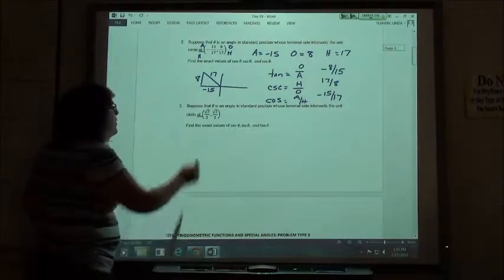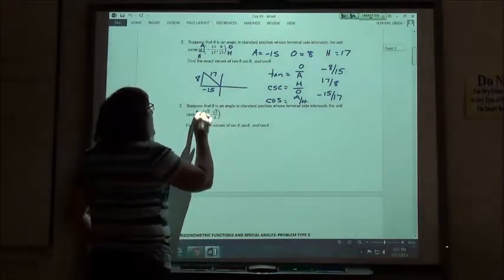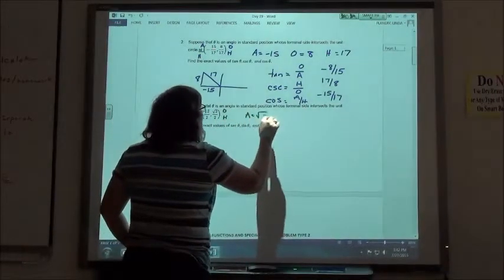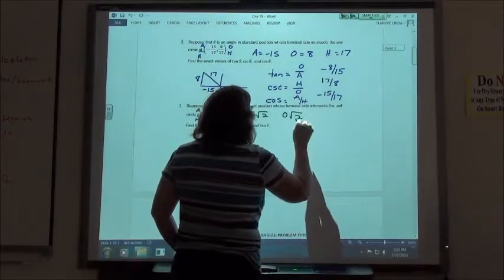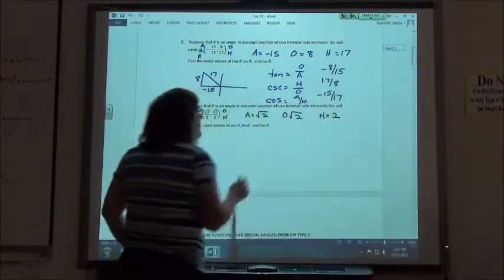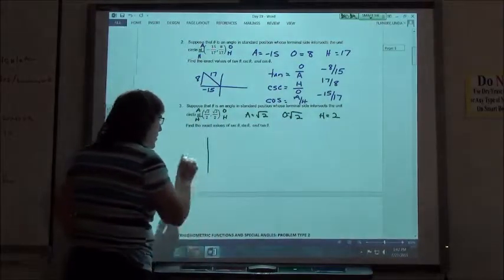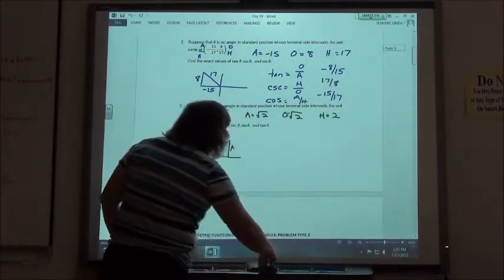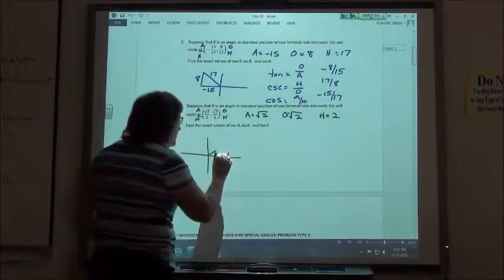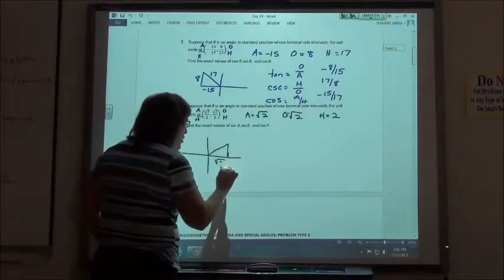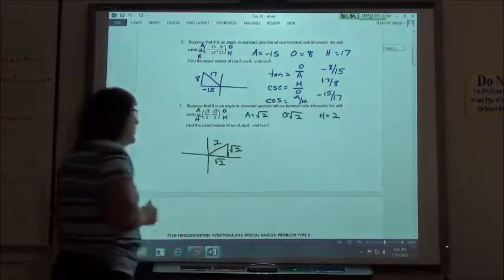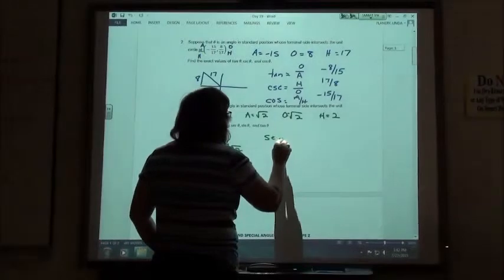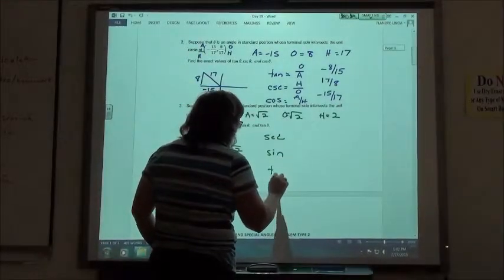And the third one here, we would have my adjacent over my hypotenuse and my opposite over my hypotenuse. So my adjacent is square root of 2, my opposite is square root of 2, and my hypotenuse is 2. So, since those are both positive, we are going to have square root of 2, square root of 2, square root of 2, and 2. So both my adjacent and my opposites are square root of 2. We want to do the secant, the sine, and the tangent.